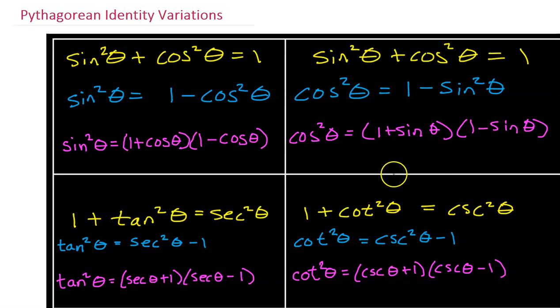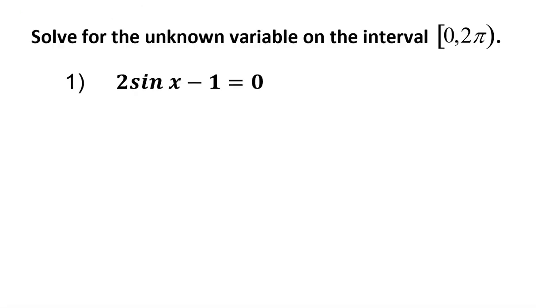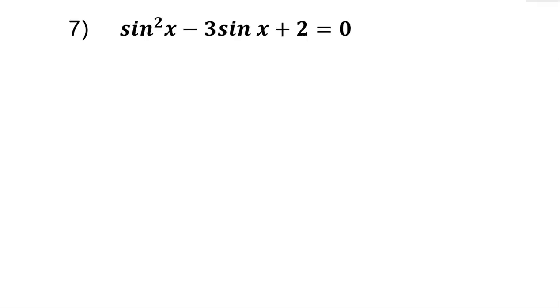For a couple of the problems, we're going to need to use some of these Pythagorean identity variations. So you should also either have this chart memorized or get yourself to the point where you could generate this chart in a minute or two. We will be restricting our solutions to the interval from 0 to 2 pi. In other words, one turn around the unit circle.